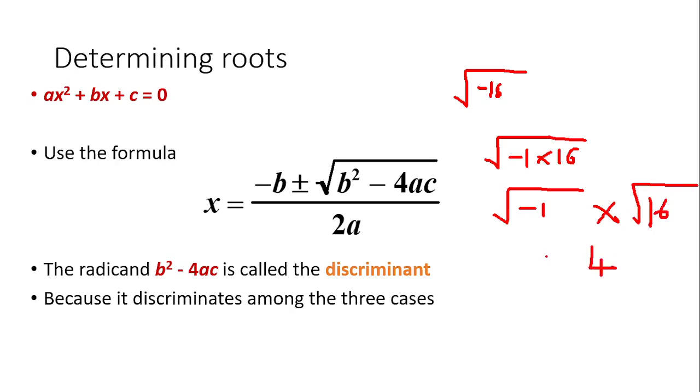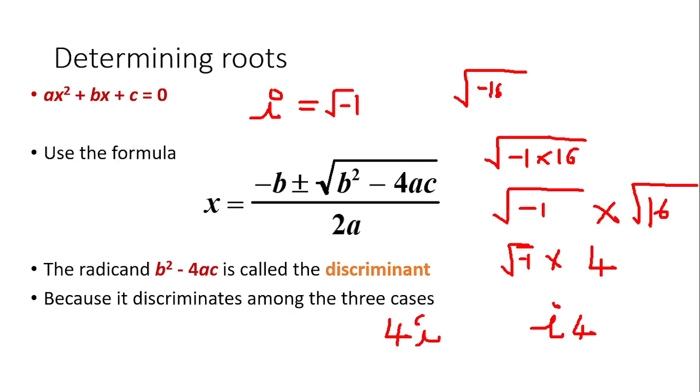Remember, the square root of a negative number is not defined, so we are calling this square root of minus 1 an imaginary term. So i is nothing but root of minus 1. So we are going to write it as i4. Generally we don't write it as i4, generally we represent it as 4i.